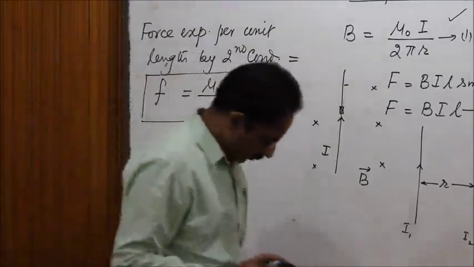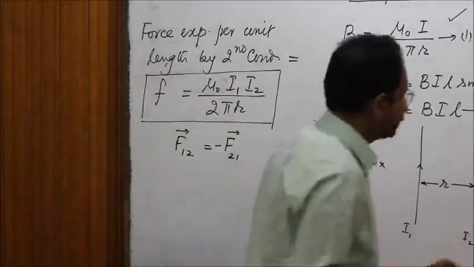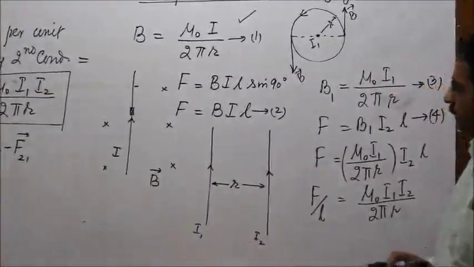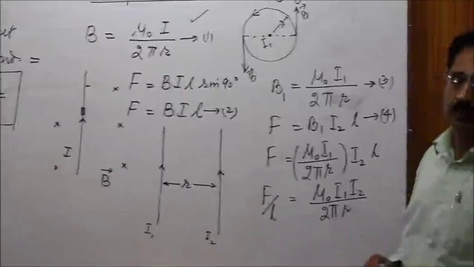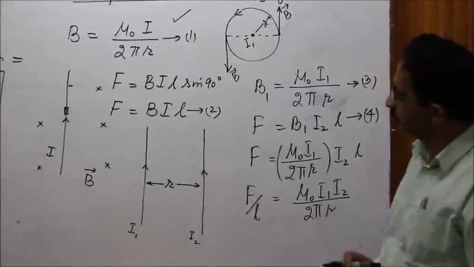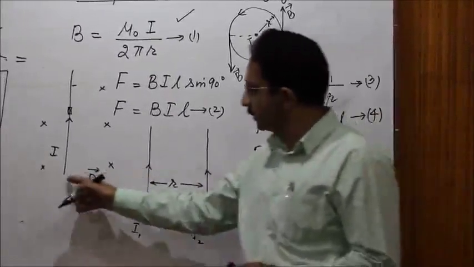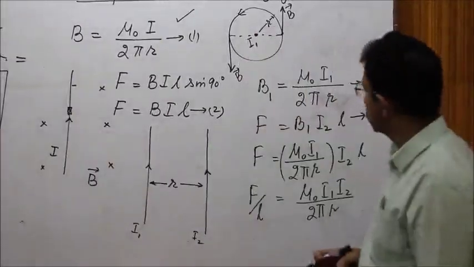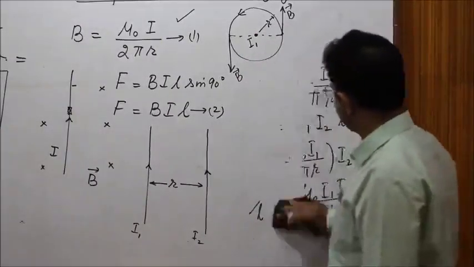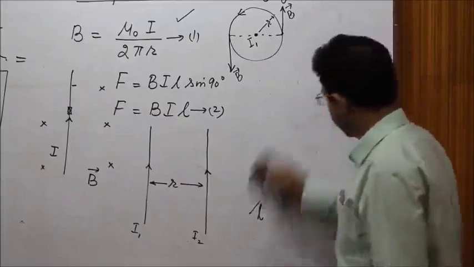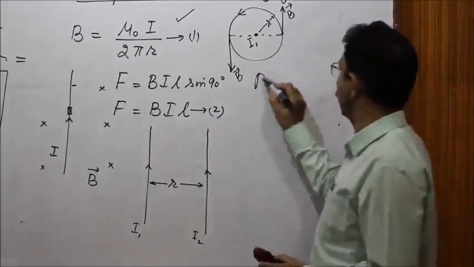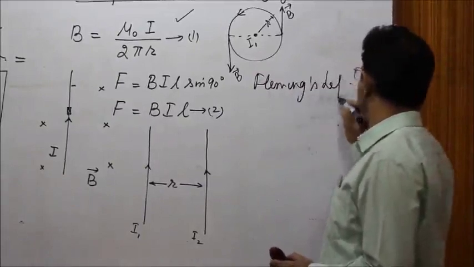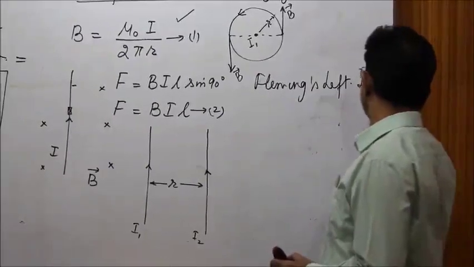About the direction of this force, we don't devise a new rule. We use the same idea as we use in case of the force experienced by a conductor in the magnetic field. We called it Fleming's left-hand rule. Now what was Fleming's left-hand rule? The Fleming's left-hand rule said, so we have Fleming's left-hand rule.